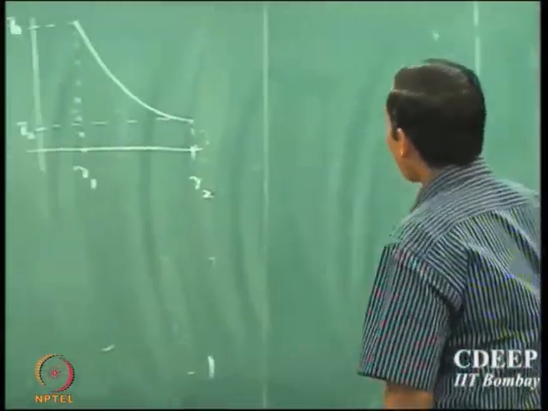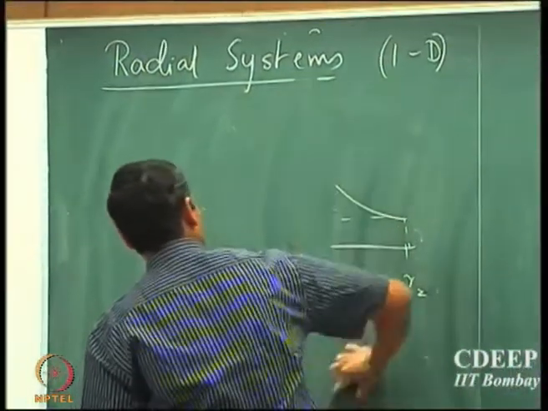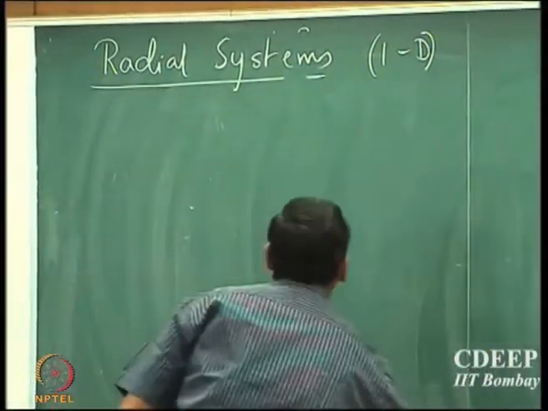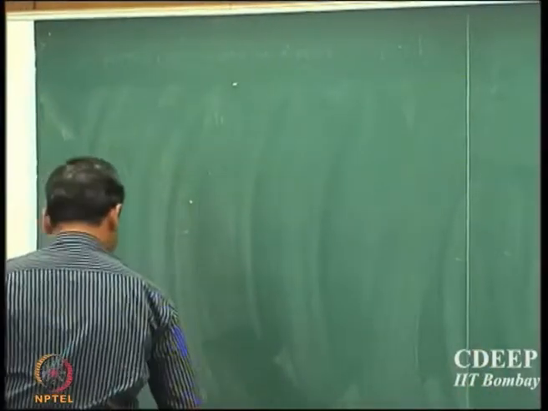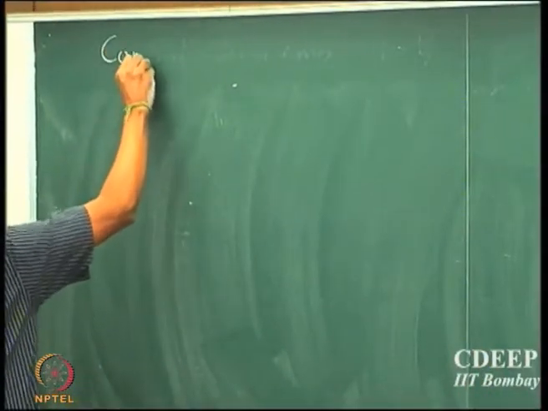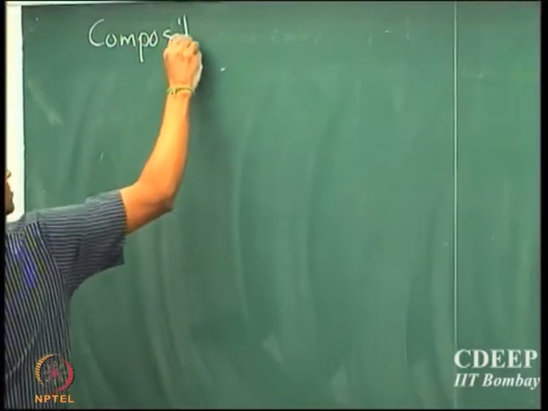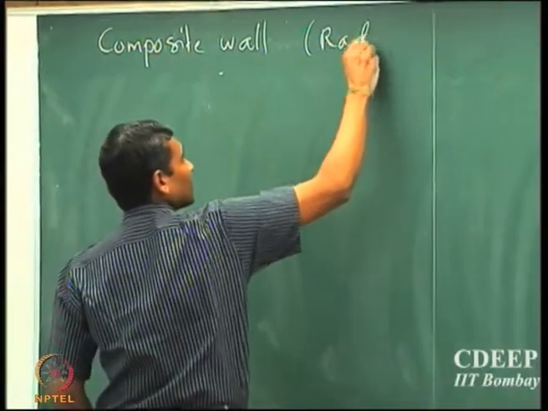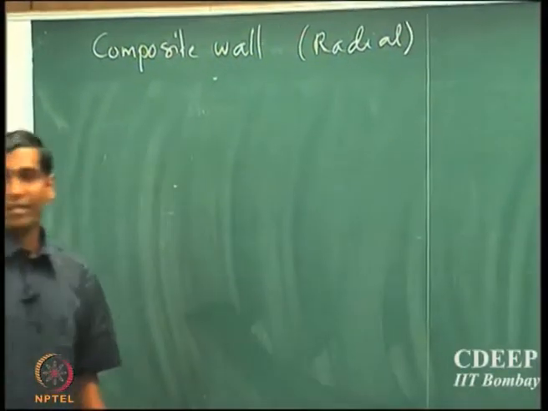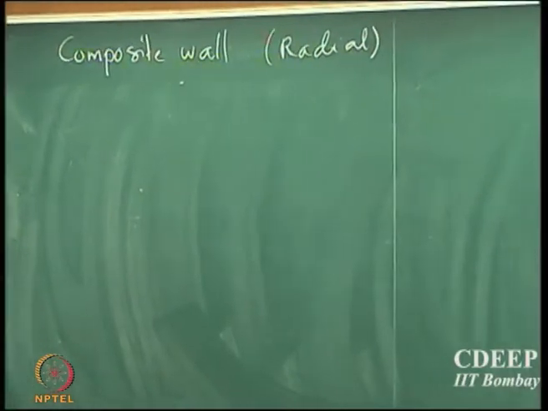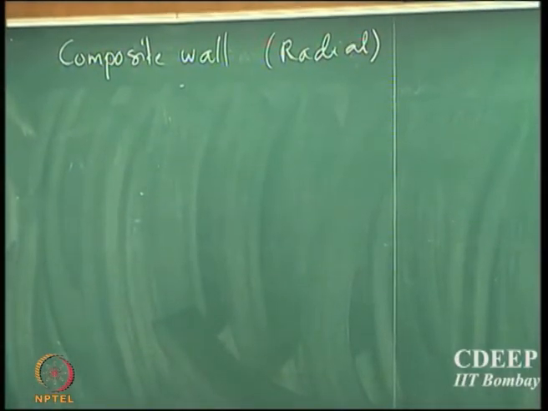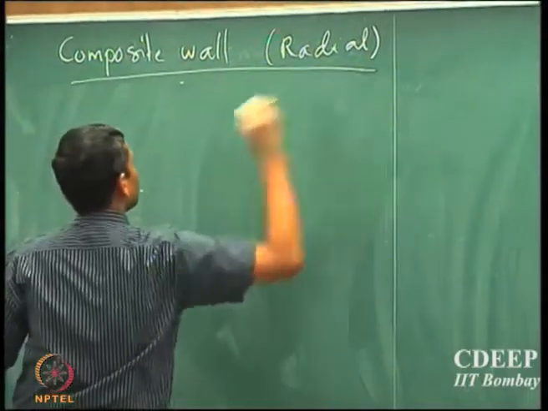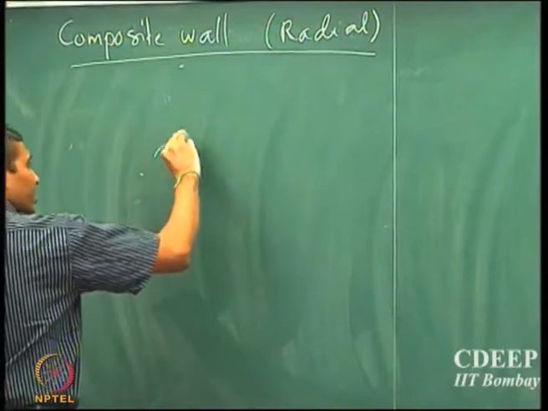Alright, so let us look at composite wall and radial systems. As you would immediately intuit, these are just extensions of what we saw in the last lecture. So essentially you have many concentric cylinders, and what should be the model equation and what should be the resistance network, okay. I am going to draw only the cross section here.